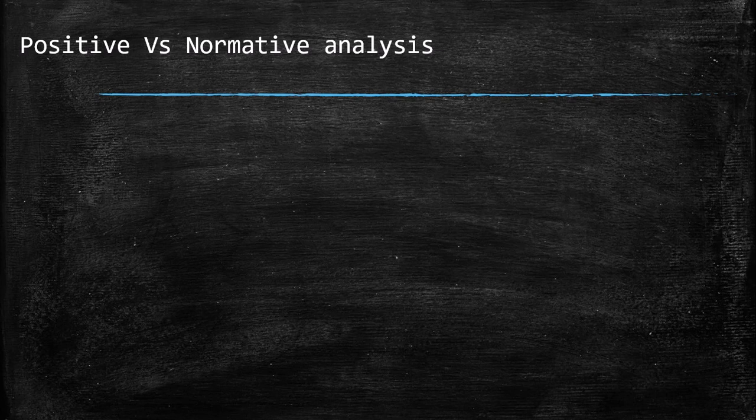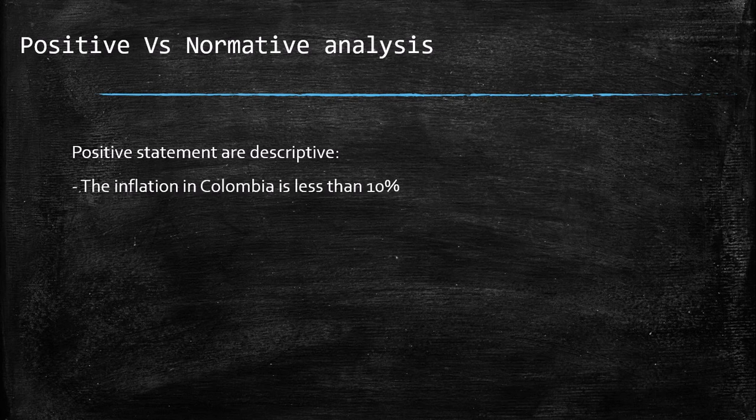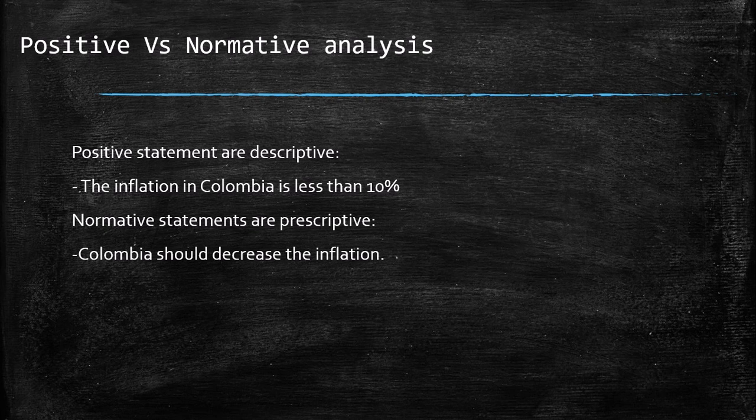And this is an important fact, which is the positive versus normative analysis. Positive statements are descriptive, so it's something that is a fact, not a subjective issue. For example, the inflation of my country, which is Colombia, is less than 10%. It is a fact, so it is descriptive. But there is another part which is a normative statement, which is prescriptive. What does it mean? It means that Colombia should decrease inflation. It is subjective, it's just a position. So for the second part we can think more about policy advisors, and it is easier to refute, while the first part is more like a scientist, because there is data which is not refutable, which comes from study.